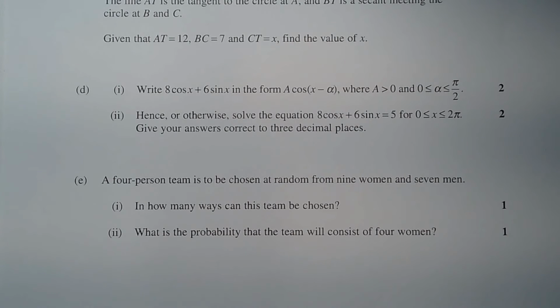Part 2. Hence or otherwise, solve the equation 8 cos x plus 6 sin x equals 5 for x greater than or equal to 0 and less than or equal to 2 pi. Give your answers correct to 3 decimal places.